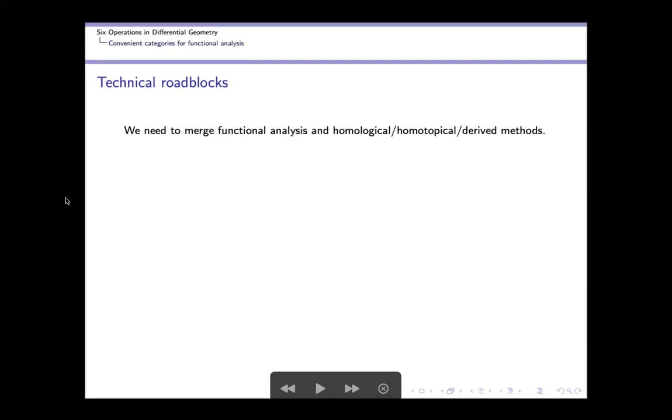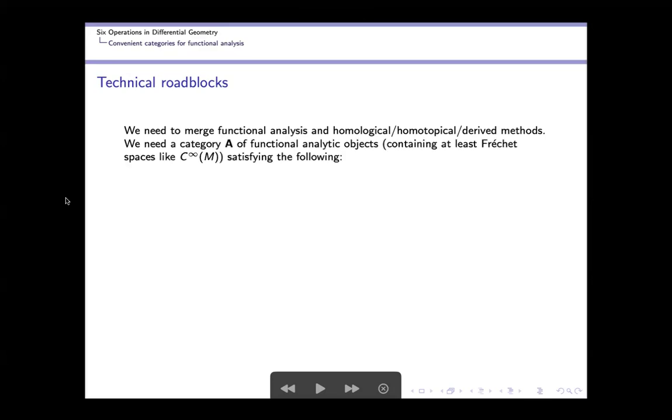So let me explain to you what the desiderata are. What is the setting that we want to work in? We want to do higher category theory. So we need some category A that contains functional analytic objects, like the space of smooth functions. This is what's called a Fréchet space in functional analysis. And this needs to satisfy a bunch of conditions.